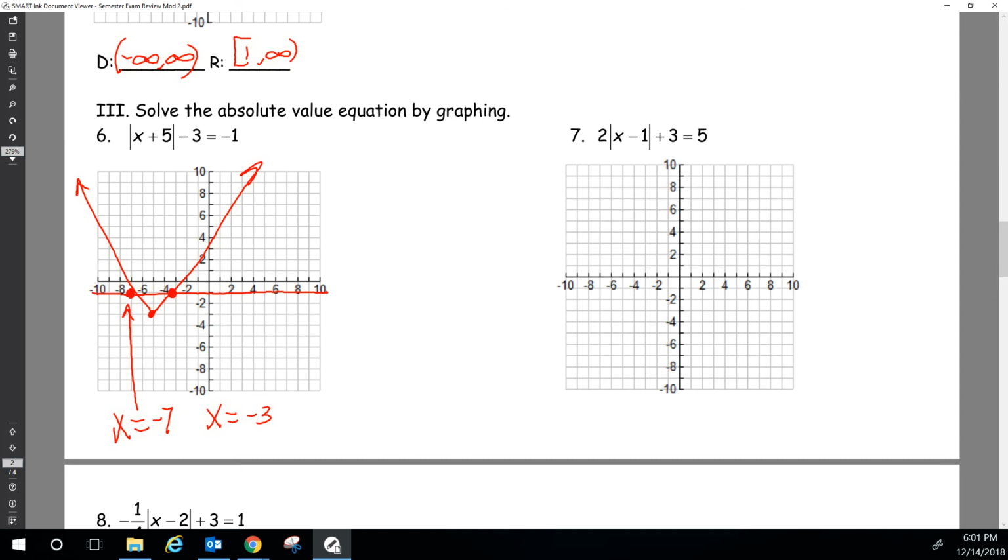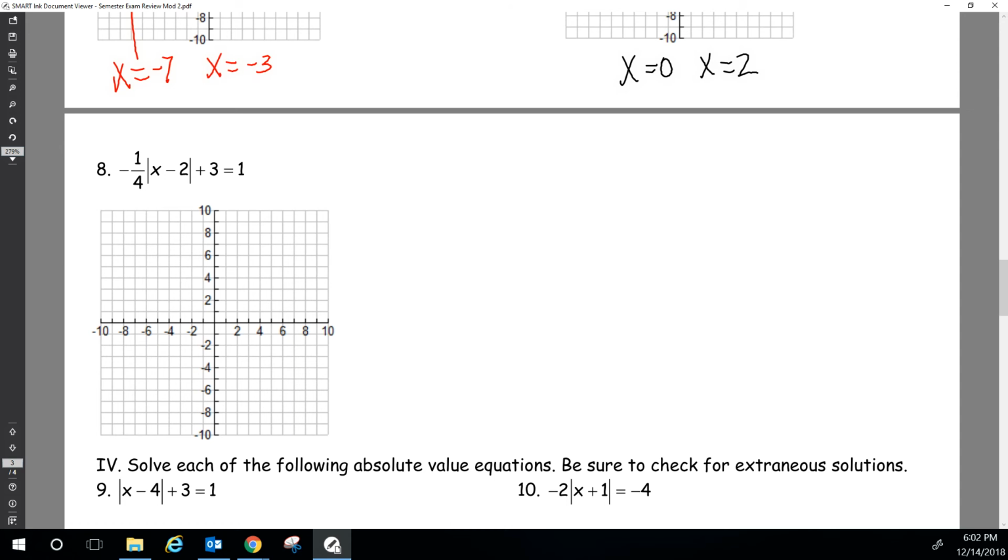All right, same thing for number 2. This graph is centered at 1, 3, but we're opening up, and it's going up by a factor of 2. So we're going up 2 over 1, up 2 over 1, like this. All right, try to hit that a little better. And then the other line is at 5. Y equals 5 is right here. My 2 intersection points for these guys are here and here. So that's x equals 0 and x equals 2. That would be your 2 solutions.